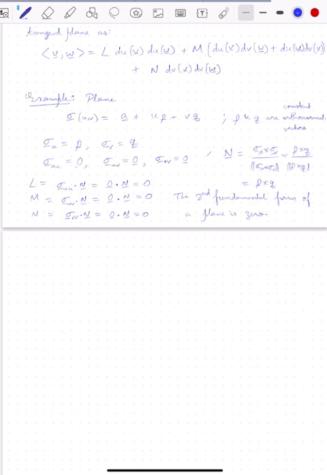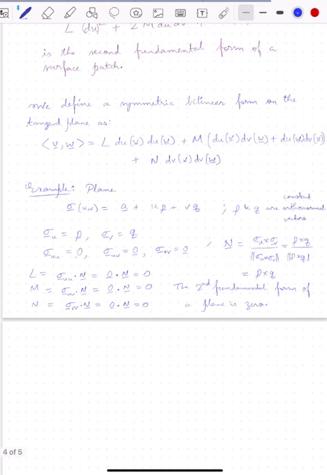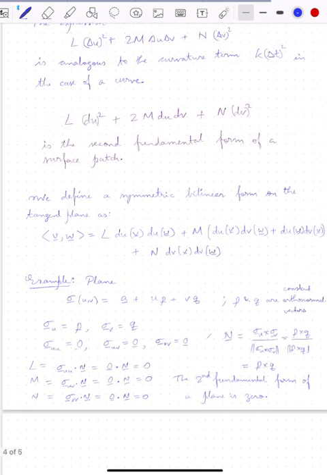And this gives us some prior insight, even if we have not yet discussed it, about what this second fundamental form actually implies. If we look here, L, M, and N give us some idea about the curvatures, right? Since all these components are 0, it simply implies that there doesn't seem to be any curvature for the plane, which is actually true.